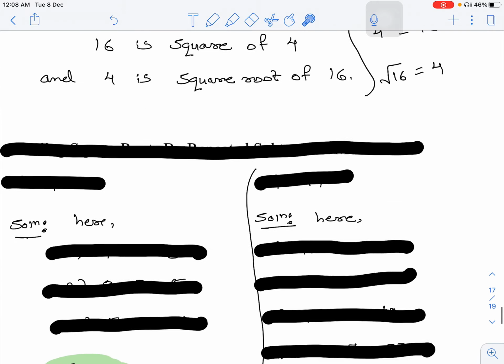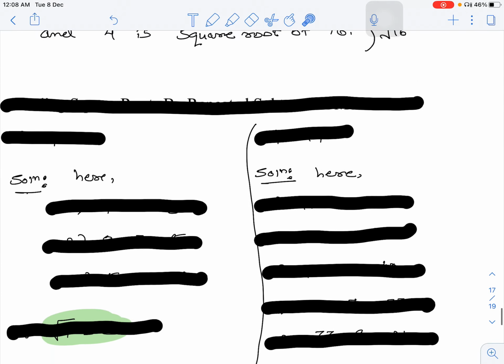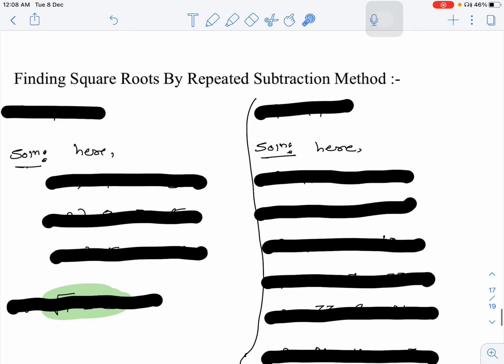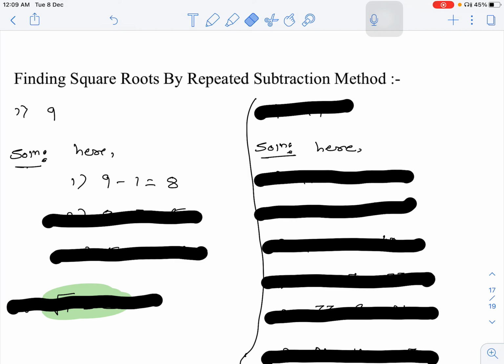Okay, so now let us start solving how to find the square root by two different methods. Our first method is finding square roots by the repeated subtraction method. In this method, every time we will subtract odd numbers from the number. For example, here we have to find the square root of 9. So we will write it in this way. Now this indicates the step number. So here the first step is 9.